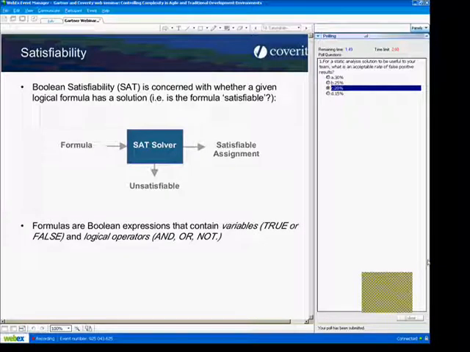We call this Boolean satisfiability. We leverage Boolean satisfiability in delivering this technology that helps us drive down the false positive rate.